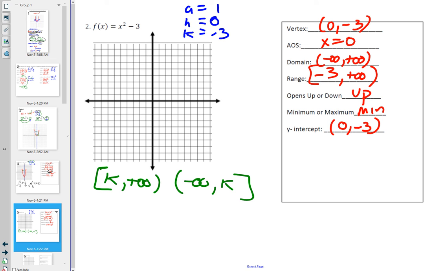The range has to do with k. Range is up and down. K has to do with y. So all of your ranges are going to look like that. You have to put whatever k is, and then you also have to know which one it is.